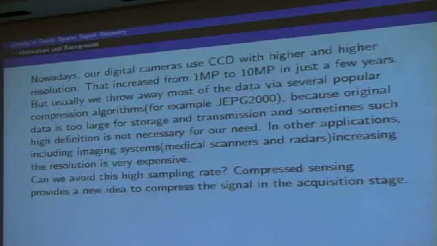And in other applications, including imaging systems like medical scanners or radar, increasing resolution is very expensive. So our question is, can we avoid this high sampling rate? Compressed sensing provides a new idea to compress a signal in the acquisition stage.